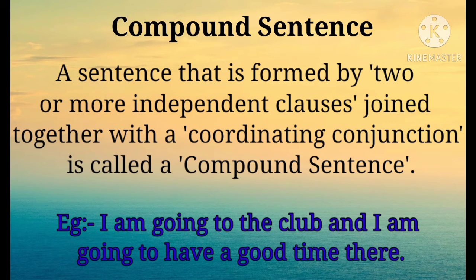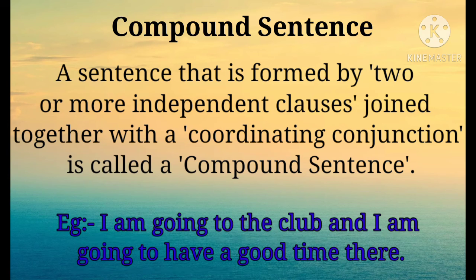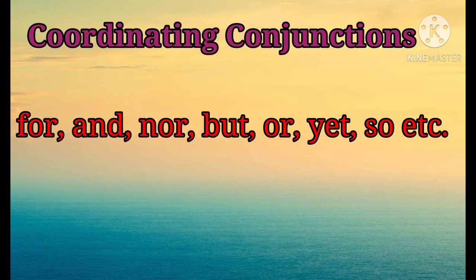This sentence consists of two independent clauses joined together by the coordinating conjunction and. Thus, it is a compound sentence. Each of the two clauses makes a complete separate statement and has equal importance in the sentence. It is very important to know which conjunctions are coordinating conjunctions to identify a compound sentence. Let me introduce you to some coordinating conjunctions. For, and, nor, but, or, yet, so, etc.